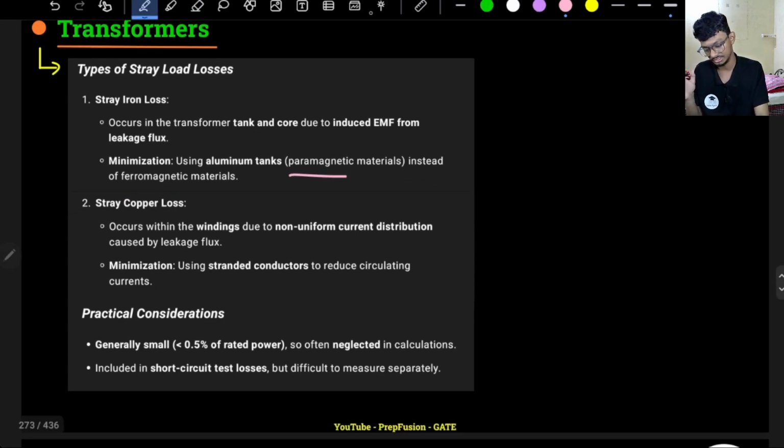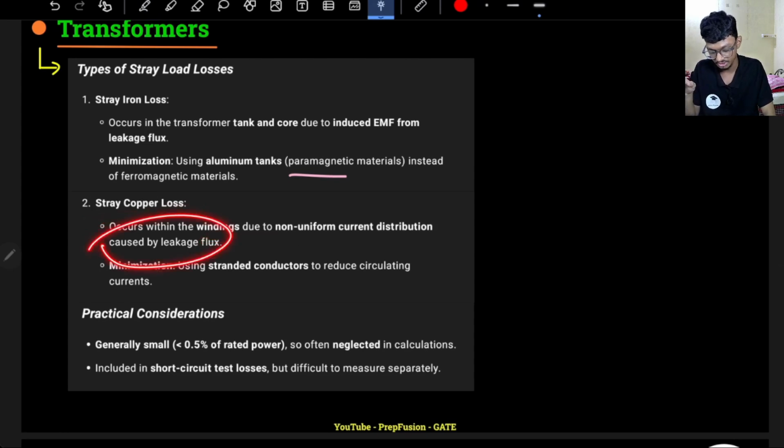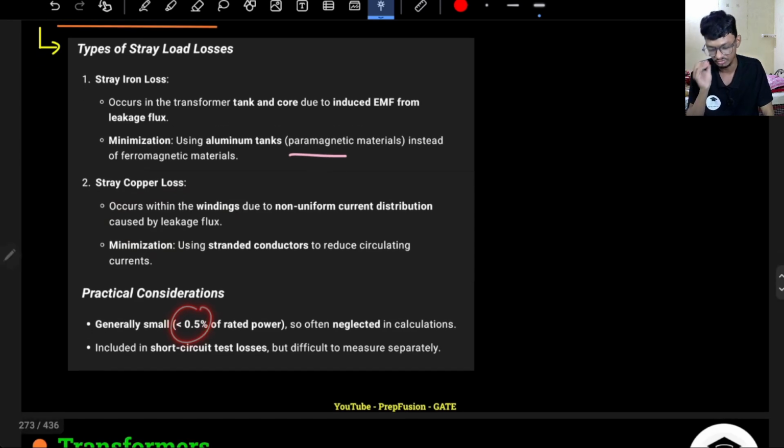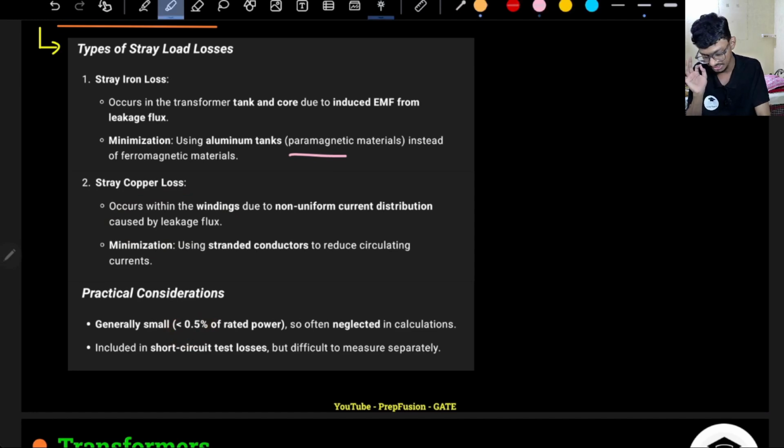Then we have stray copper loss, which occurs within the windings due to non-uniform current distribution caused by leakage flux. Mainly this depends on the load, and it is very small, like 0.5% of the rated power, and even smaller, 0.1% of the rated power. So generally it is neglected.